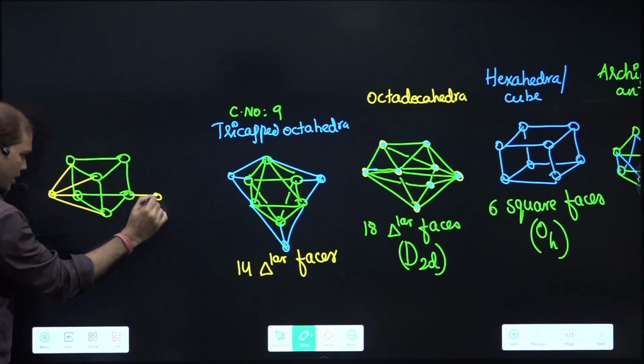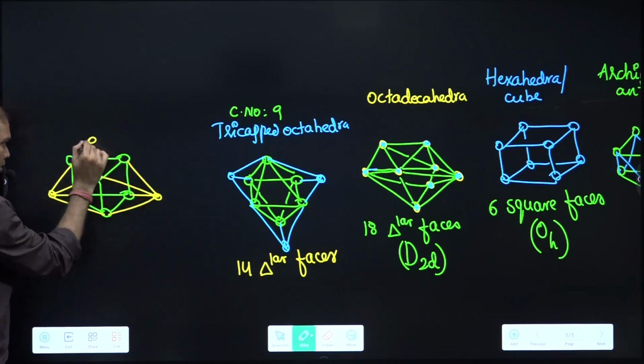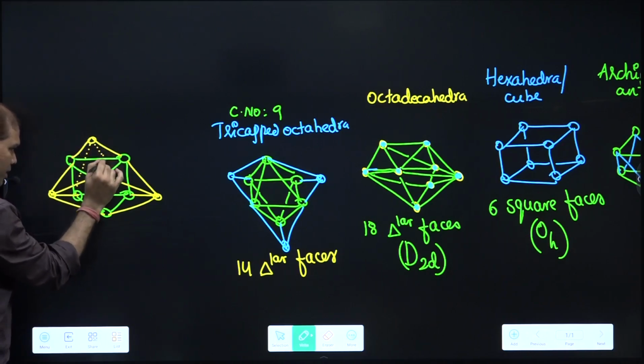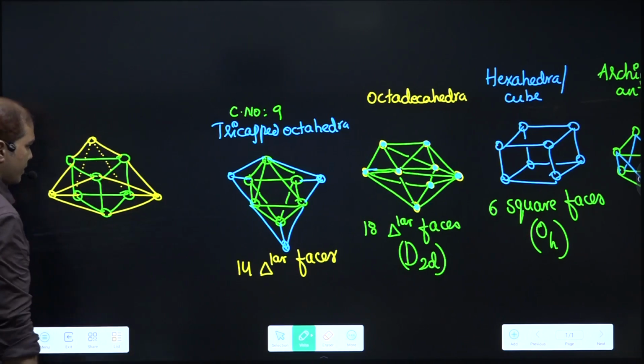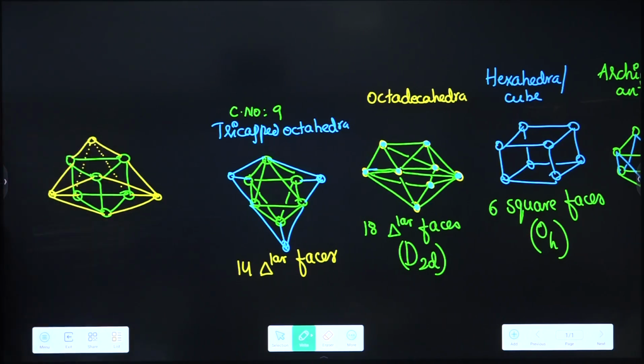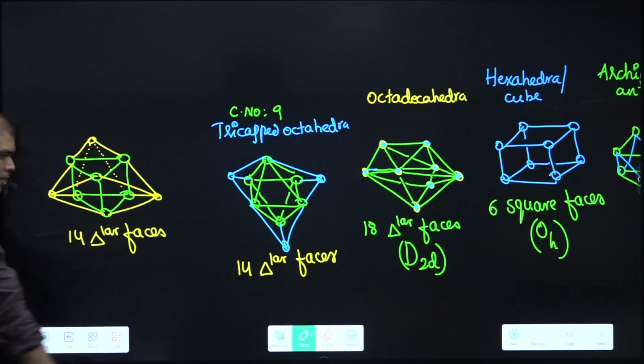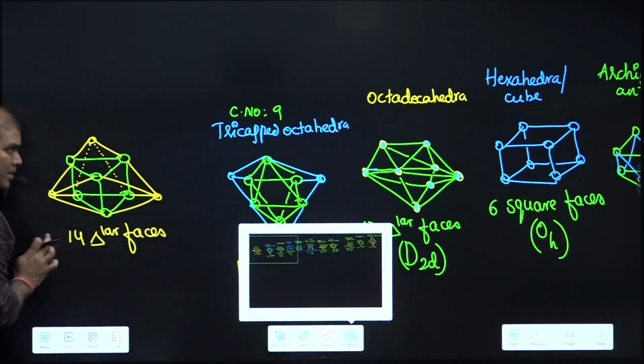One cap towards your left, one cap towards your right, one cap away. I am just showing it in a dotted way because it is away from you. How many faces altogether? 1 and 2, triangular faces are still intact. 3 square faces have been capped. Each square face is giving you 4 triangular faces. 4 into 3 plus 2. So it is 12 plus 2, 14. This is tricapped trigonal prism.